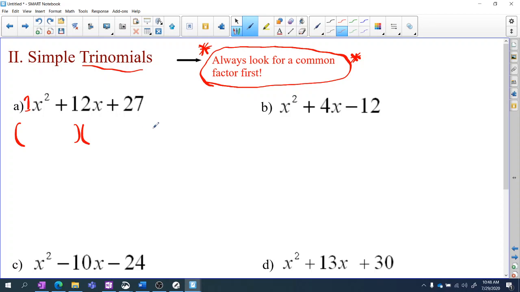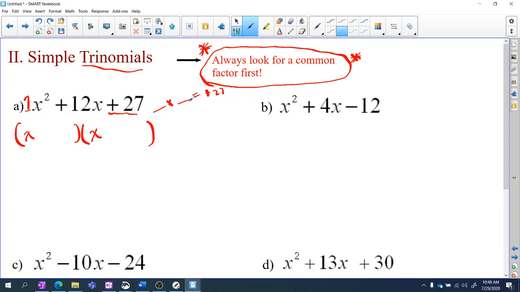You put down 2 brackets. If it's x squared, you'll put x and x. Now, here's the thinking that your brain goes through. You look at the last term, positive, and you have to look at the sign as well, a positive 27. You need to find 2 numbers that when you multiply them, the answer is positive 27.